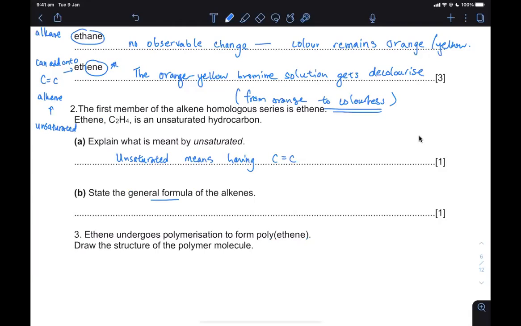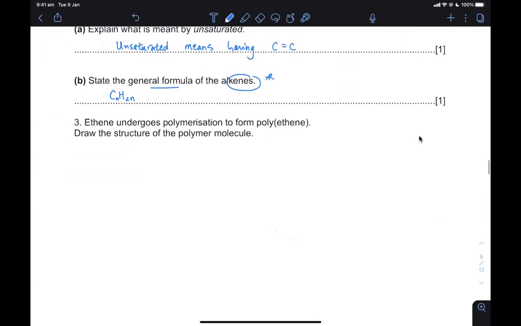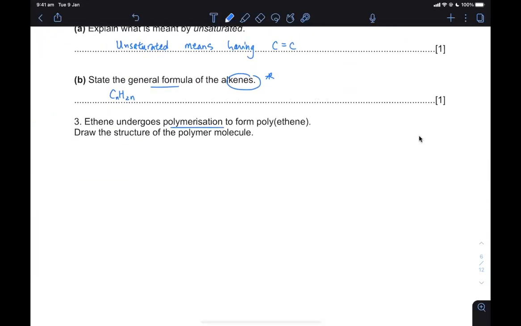State the general formula of the alkenes. You must be careful with your technical spelling. One wrong letter and you make a mistake. So it is CnH2n. Next bit is undergoing polymerization.